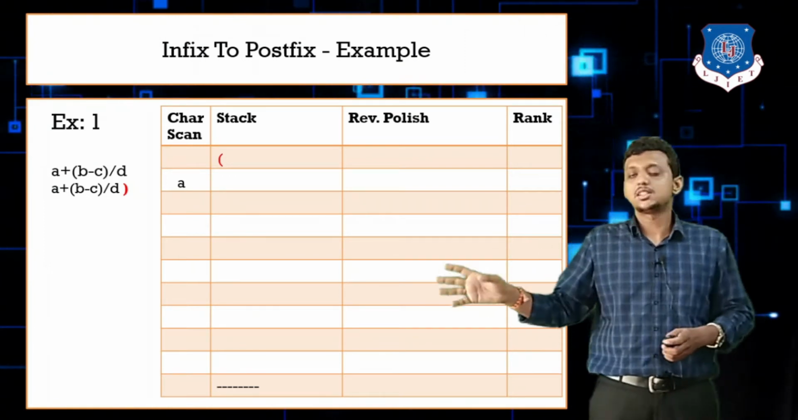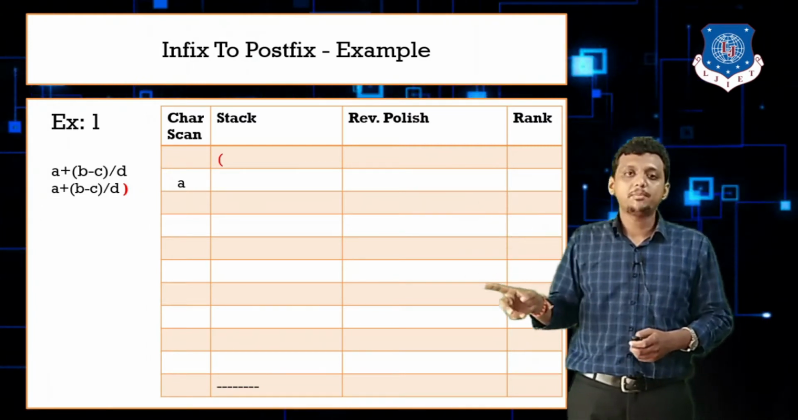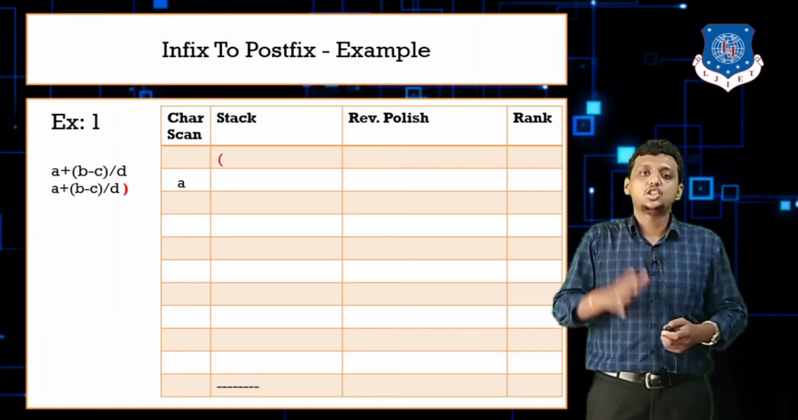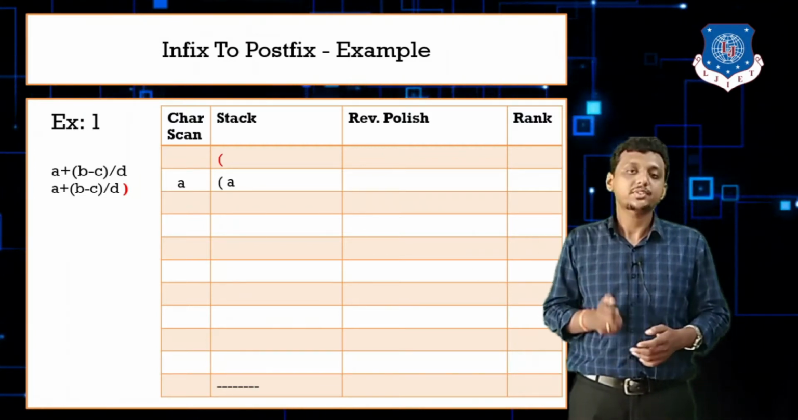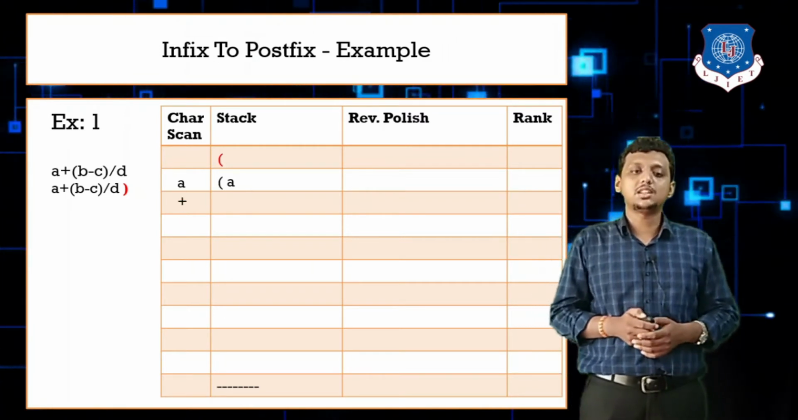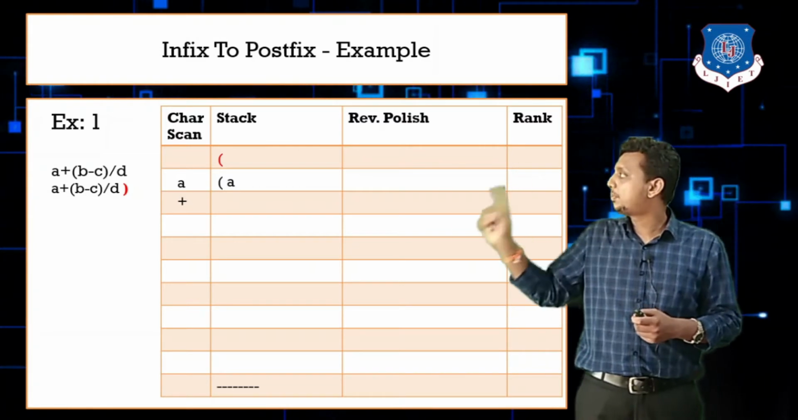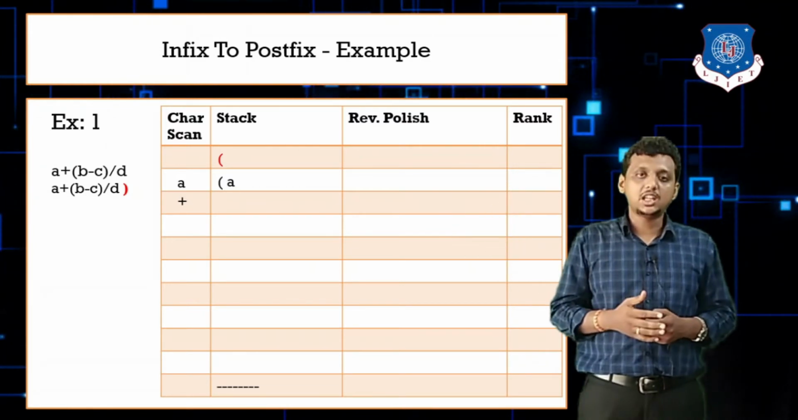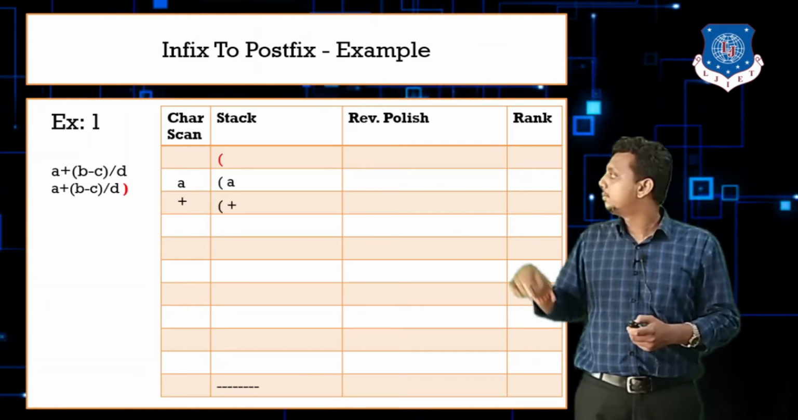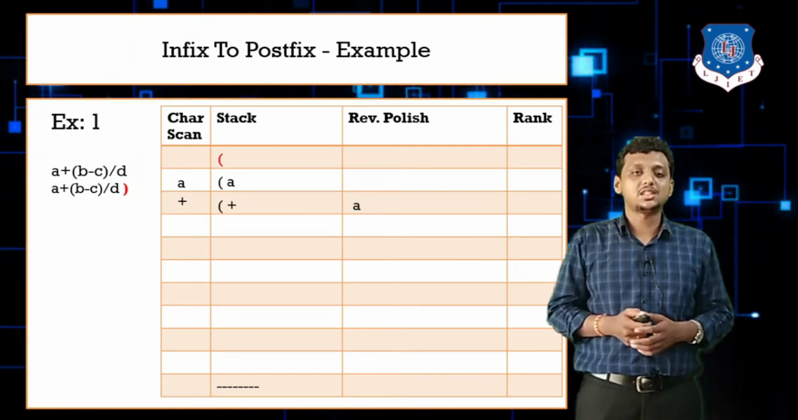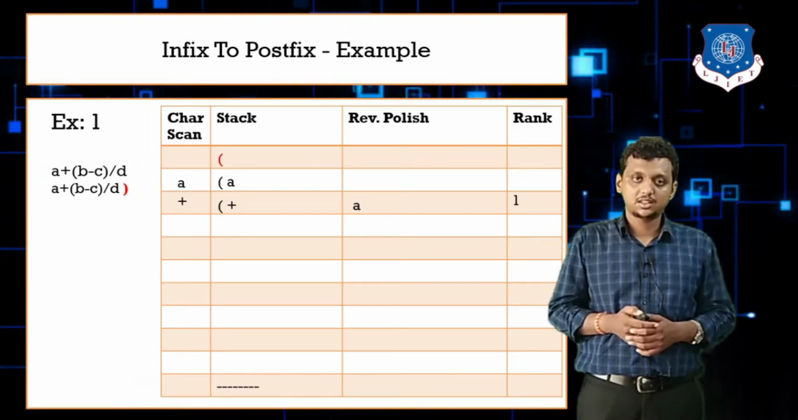Fine. So here we have A and the opening bracket, students. Just compare both of them. Obviously, A has higher precedence, so push it inside the stack. It becomes opening bracket and A. Next, we have plus. What to do? Compare the precedence of plus with A. A has higher precedence, so pop A and append it to the reverse polish. So here it is, A. Rank becomes 1, and then push plus inside the stack.